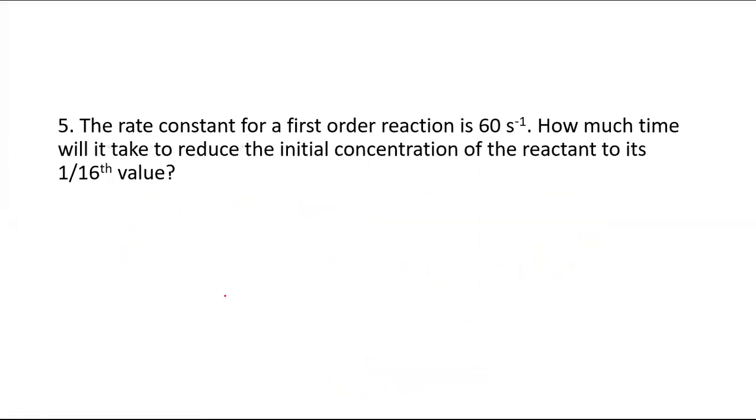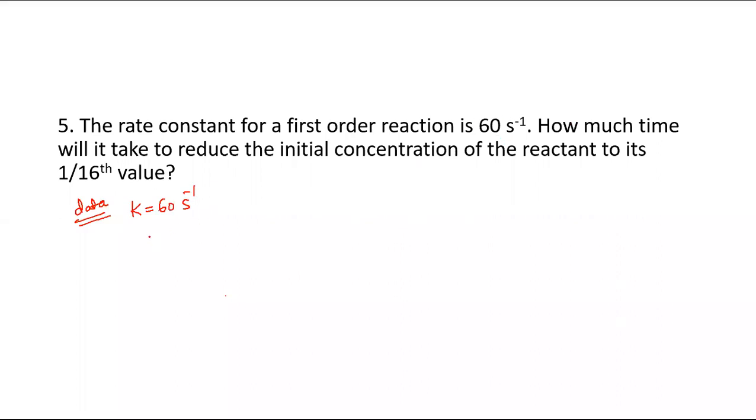Next problem: the rate constant for a first order reaction is 60 per second. How much time will it take to reduce the initial concentration of the reactant to its 1/60th value? This is a bit different. See here they have not given the percentage. Okay, first let us write the given data. The rate constant for a first order reaction is 60 per second.